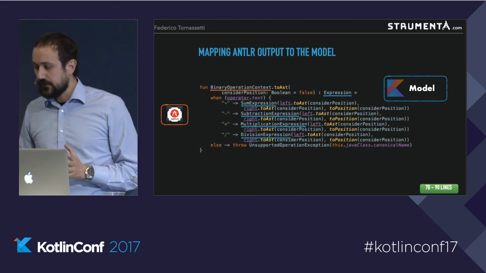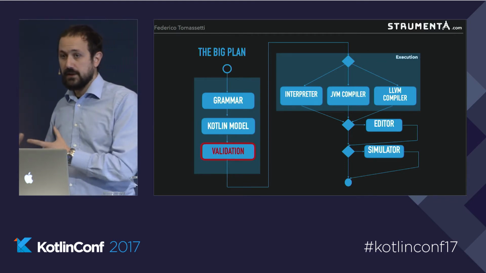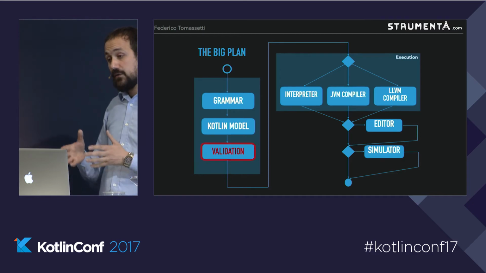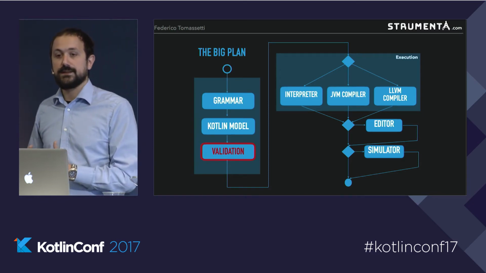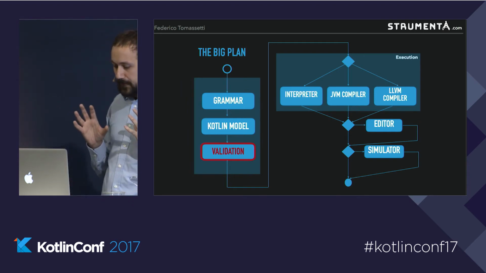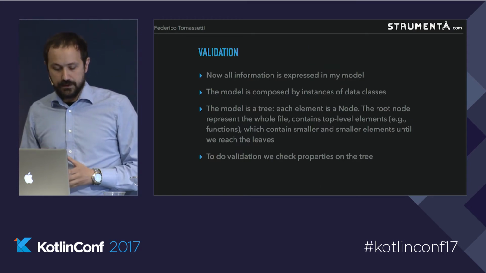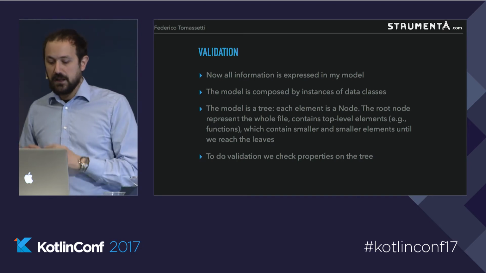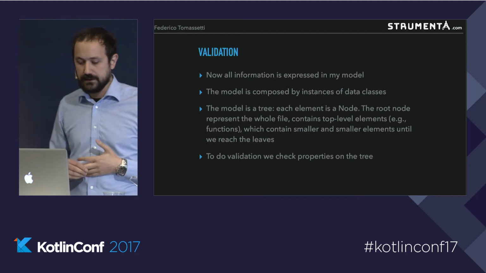OK, so we have recognized what the user has written. We have translated it into our model in a form that is easy for us to process. Now we need to verify that what the user has written is actually correct. It's correct from the semantic point of view. Now, to perform the validation, we have to consider these points. All the information has been translated into the model. Our model is composed by the instances of the data classes that we have briefly seen.